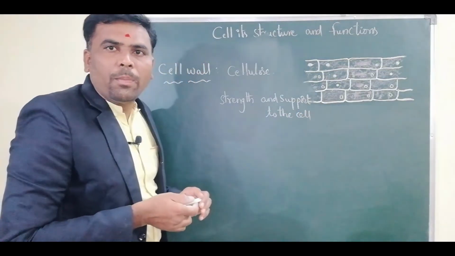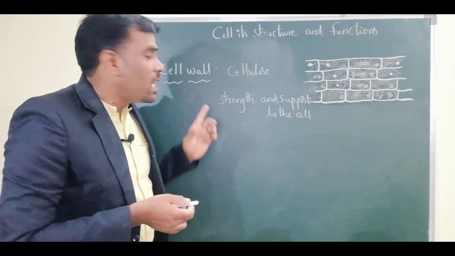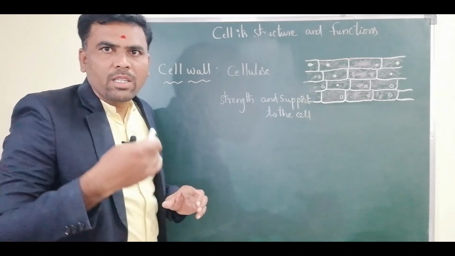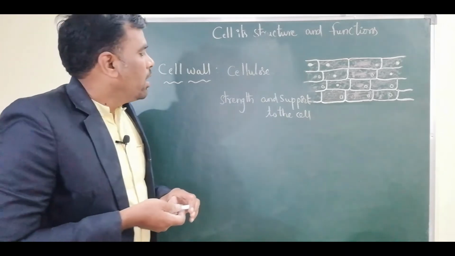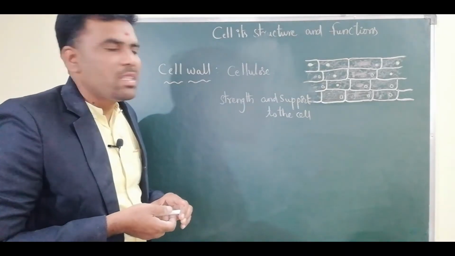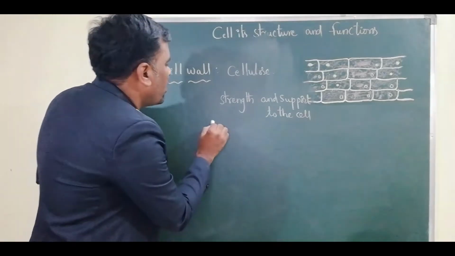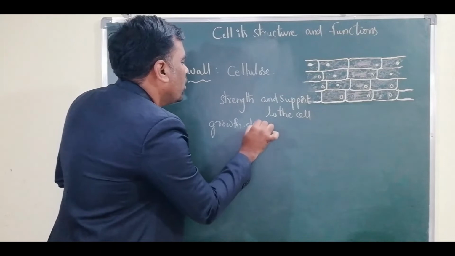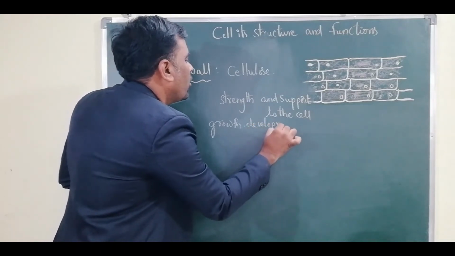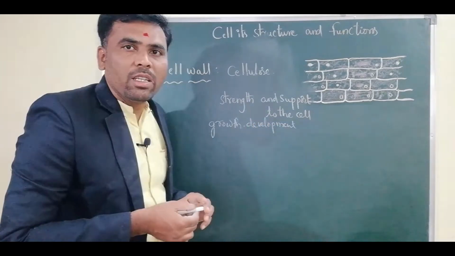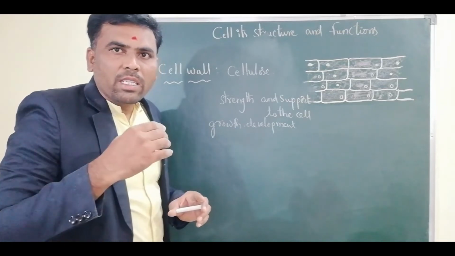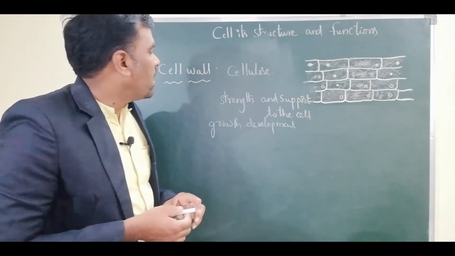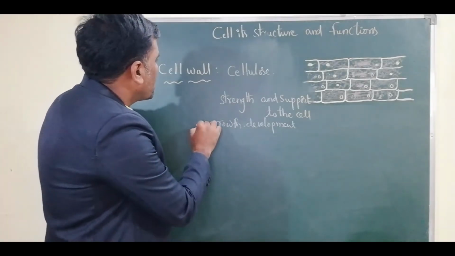Earlier people believed that the cell wall is inactive, but later it was found to be significant. It does an important function during growth and development of the organisms: it helps exchange information from one cell to another cell. That is a major function done by the cell wall.